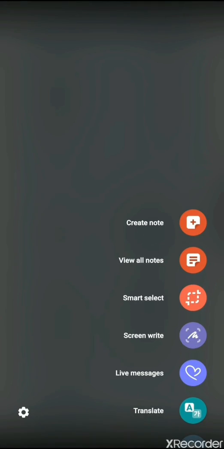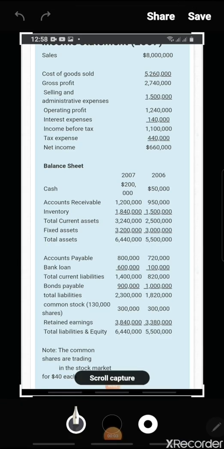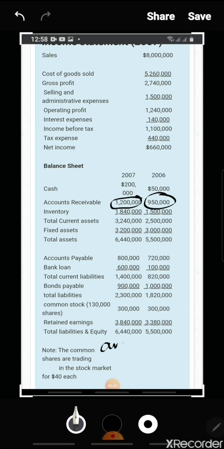Okay, so in this one, we are supposed to calculate the average collection period. Now, in order to calculate the average collection period, we first need to calculate the receivable turnover ratios. We have 2 years of data. In order to do that, we need an average of accounts receivable. So, in order to calculate the average receivables, we will add both of them, so 1200 plus 950 and divided by 2.